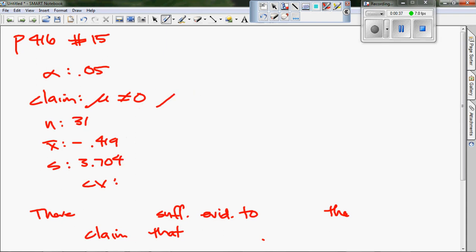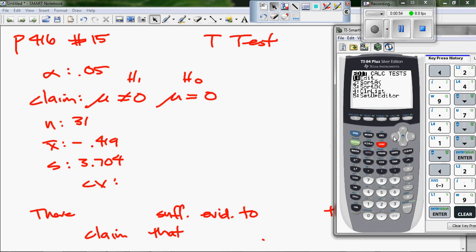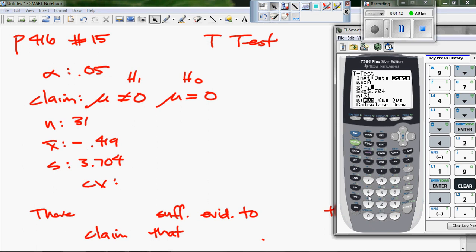So the opposite of our claim is mu equals 0. This is our null hypothesis, and our claim is the alternative hypothesis. The population standard deviation is not known, so we will be using a t-test. So we press stat, test, t-test is in number 2, and the value of the null hypothesis is 0. The sample mean is negative. Make sure you hit negative and not minus. Negative 0.419.